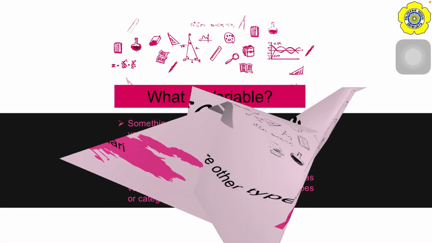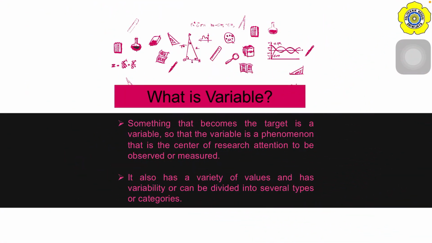The variable is something that becomes the target, since the variable has a variety of values and has variability that can be divided into several types or categories. It becomes a phenomenon that makes researchers interested in observing and or measuring.